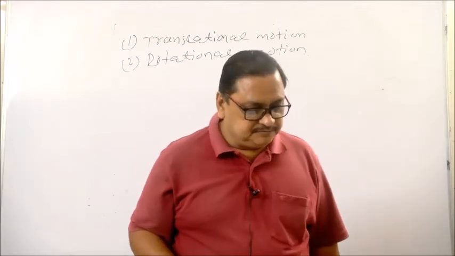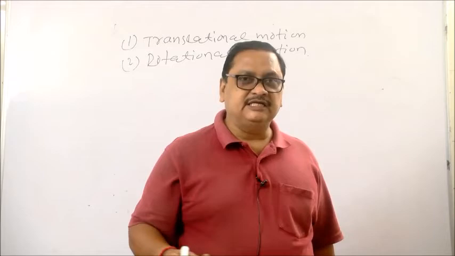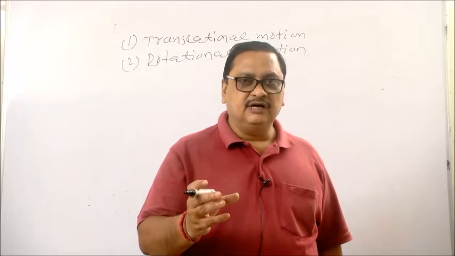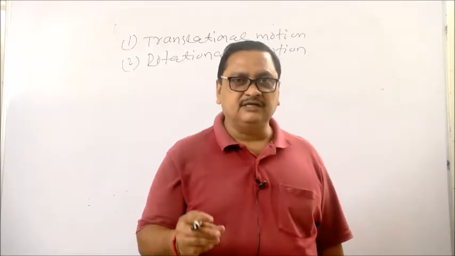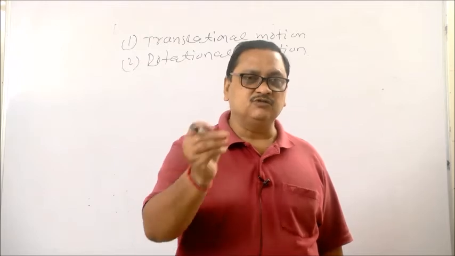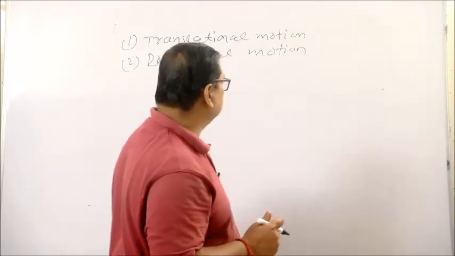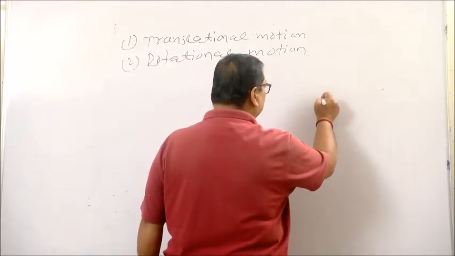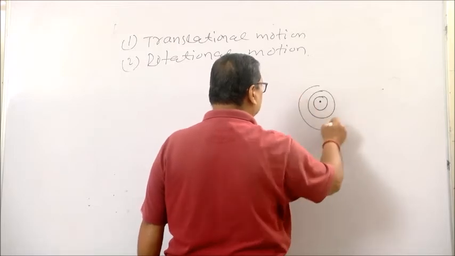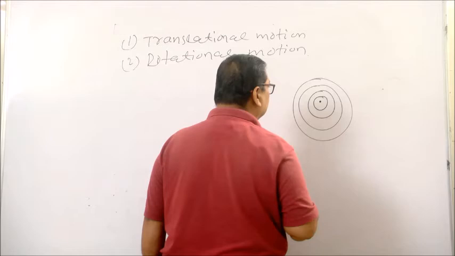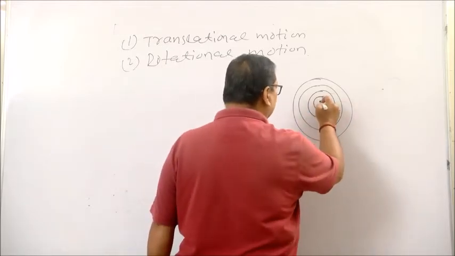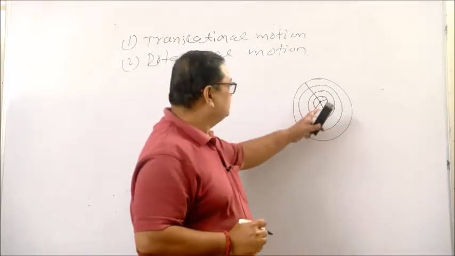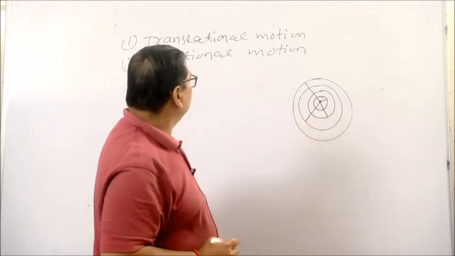And in rotational motion, a body is moving in a circular path, that means there are a large number of points in the body, and since the body is moving in a circular path, these points are also moving in a circular path. That means there is a common center, and all the particles are revolving in the circular path, but they have different radii. They have different radii, but a common center. These are known as rotational motion.